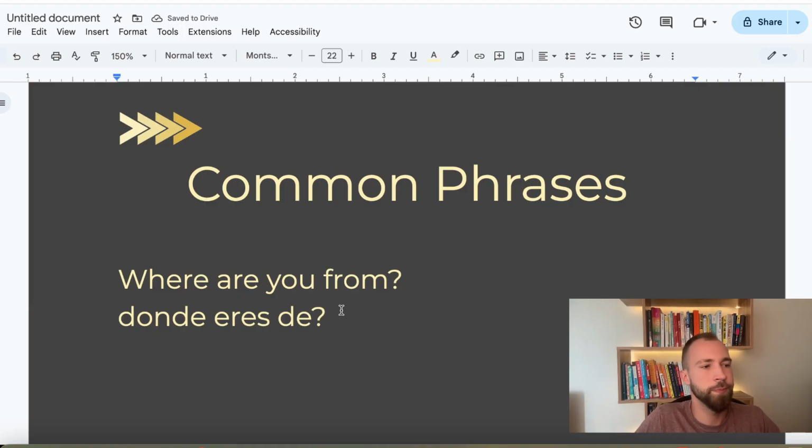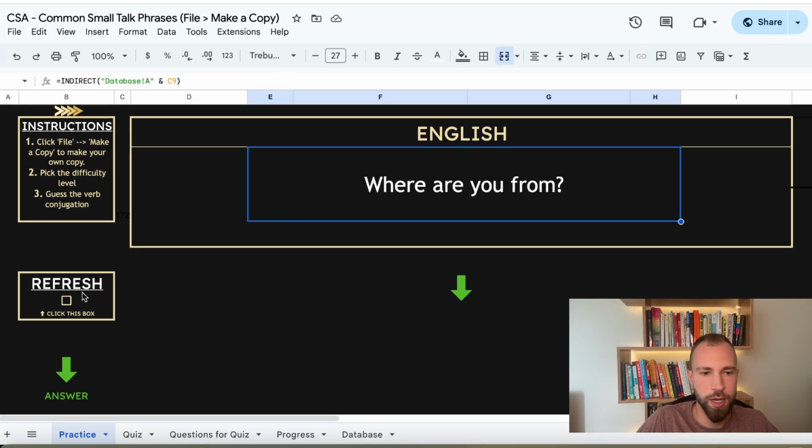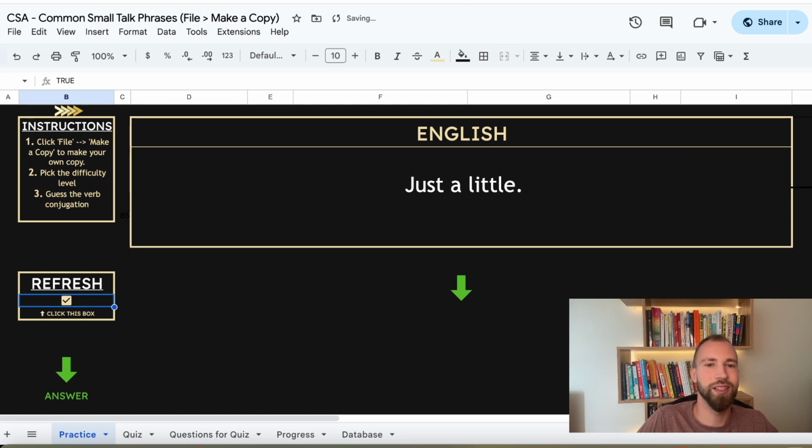It's the wrong order. So, a lot of the time the order of the English sentence actually does overlap with the order of the Spanish sentence, but in some cases it doesn't. And really the only way you can learn that is by exposure and seeing sentences and getting a feel for it. Next sentence, just a little.